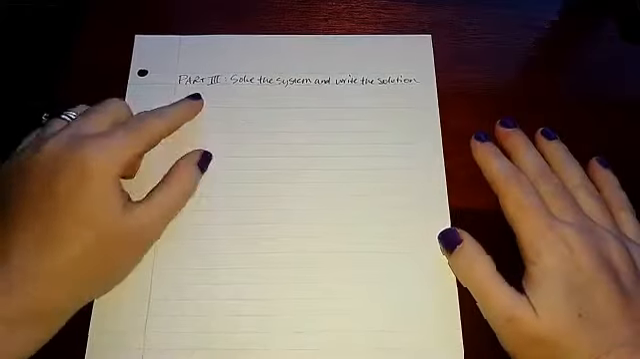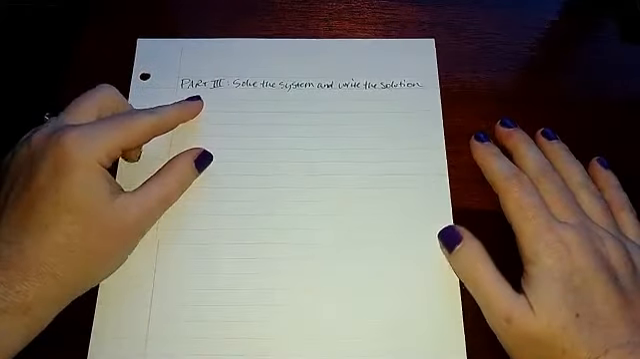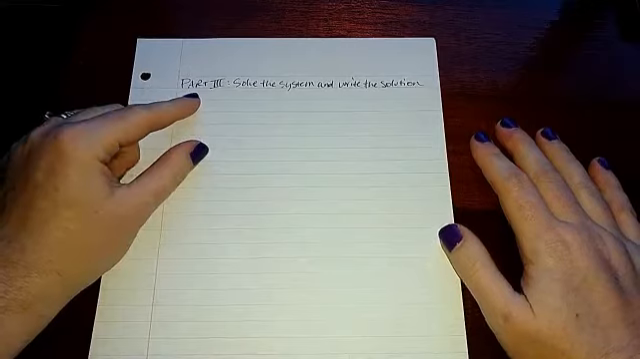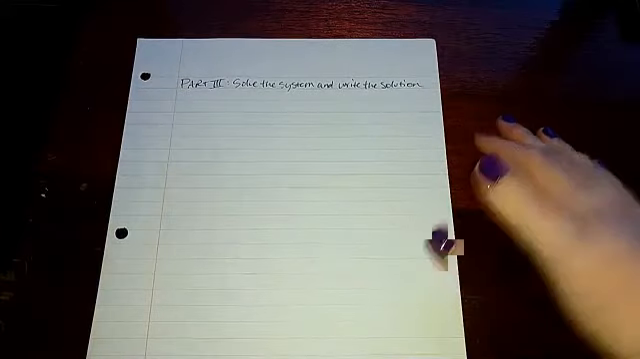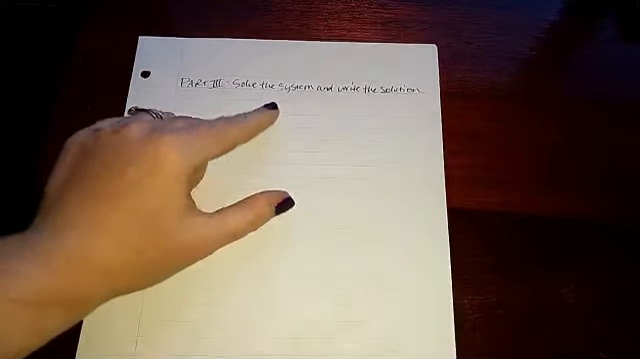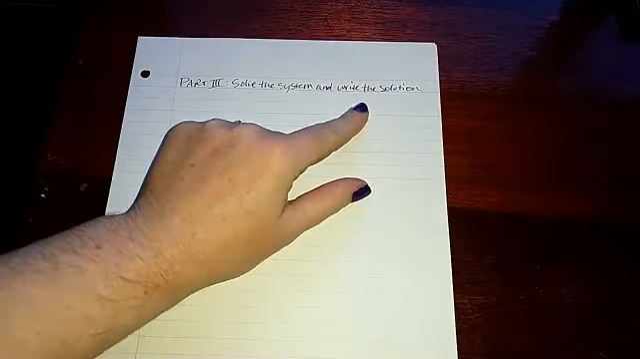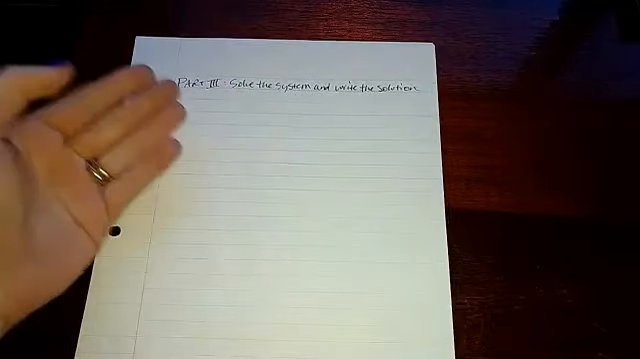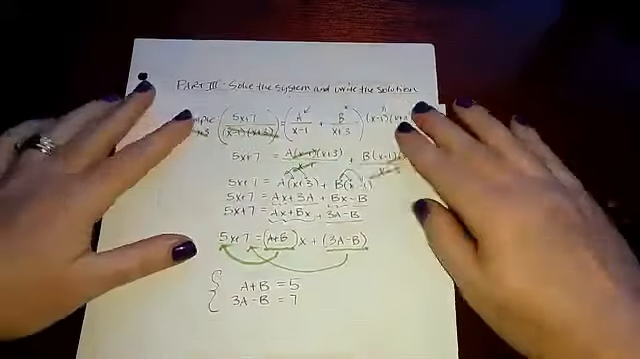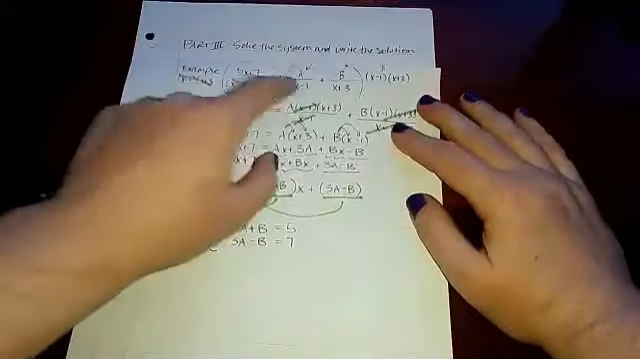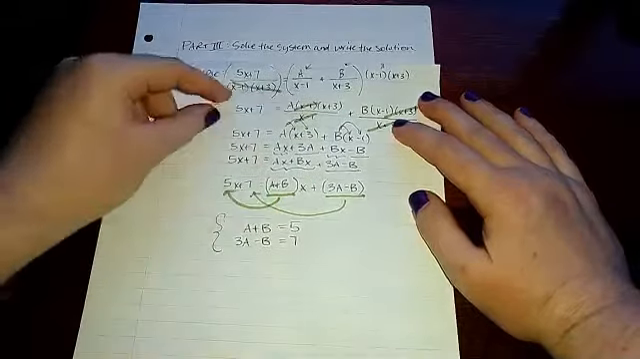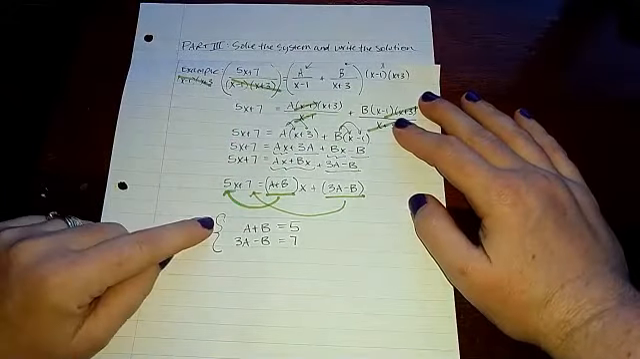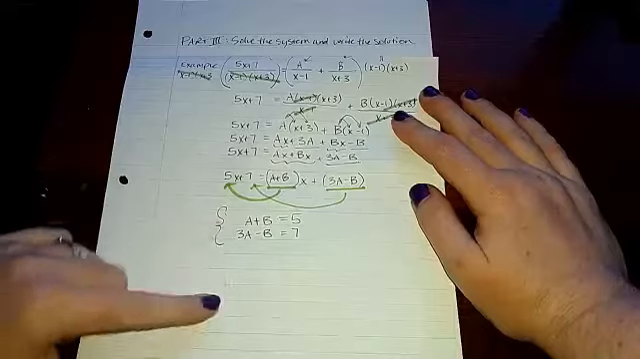In this video, we're going to discuss part 3 and the final part of setting up and solving our partial fraction decomposition. Getting to part 3 involves solving the system and then writing the solution. To get to part 3, you have to go through parts 1 and 2. If we continue one of our examples, part 1 was setting up the fractions, part 2 was getting the system, and now here in part 3 we're going to solve this system.